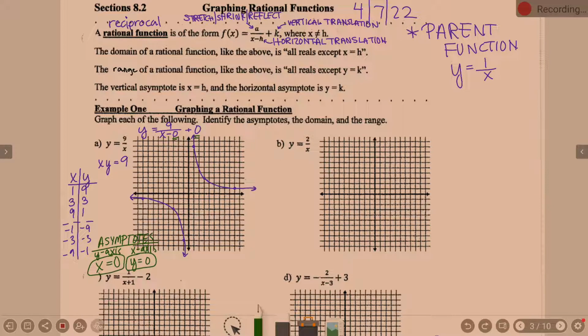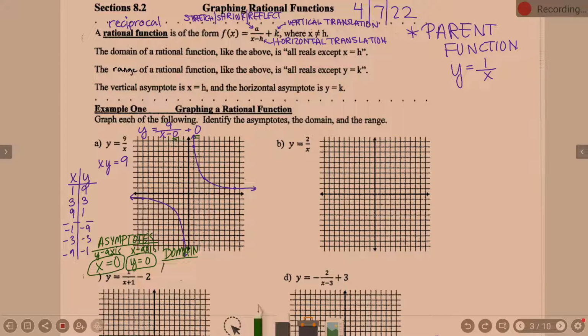Now, we also need to talk about domain and range. Domain, well, it's my x values, right? Up here it says all real numbers except x equals h. What was my h value here? How far left or right did I move my graph? 0. Or what was my asymptote? It was x equals 0. So when you give your domain, it's always going to be all real numbers except whatever your x asymptote was here.